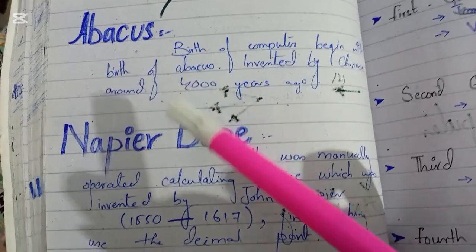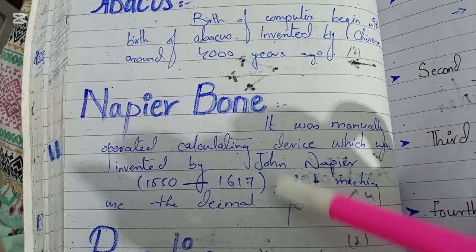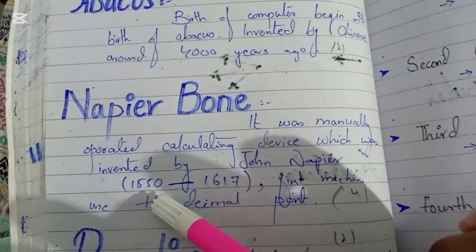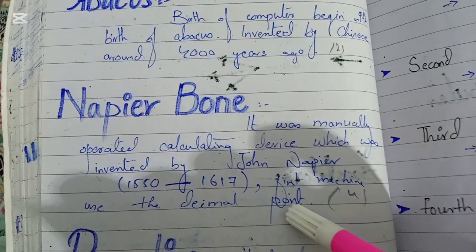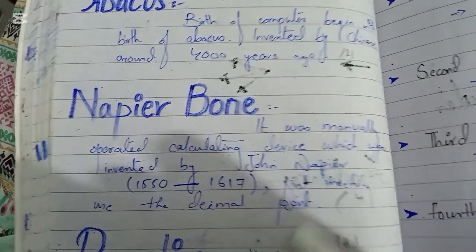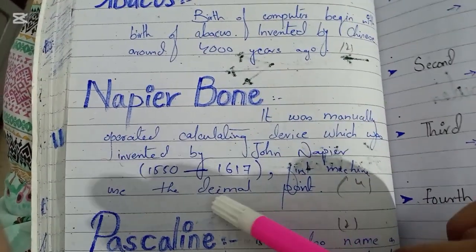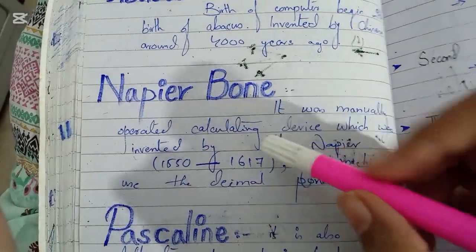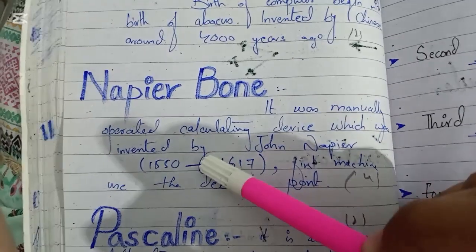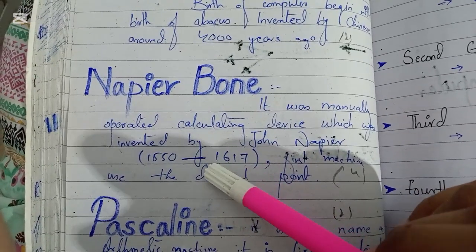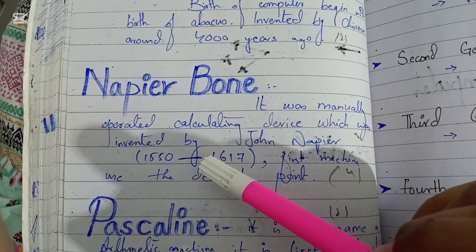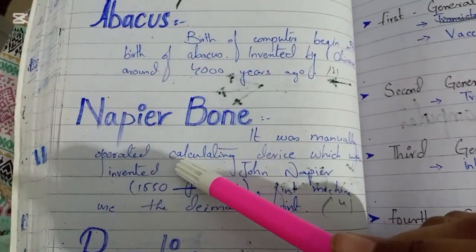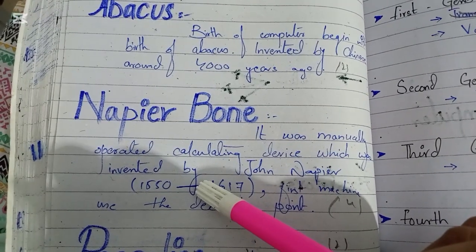Now Napier's bones. It was a manually operated calculating device. As the abacus only did addition and subtraction, Napier's bones did addition, subtraction and multiplication. It was invented by John Napier around 1550 to 1617. Napier's bones were the first machine to use decimal points. Students, remember that.